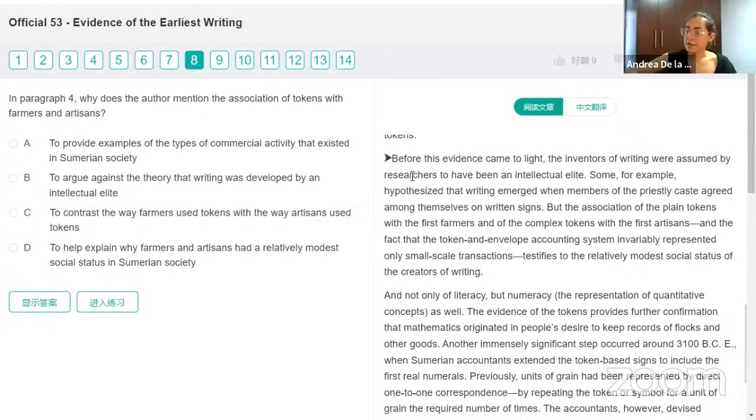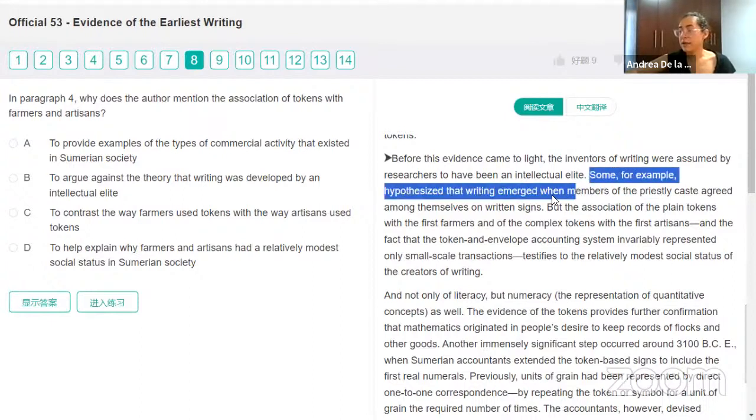So yes, exactly. Siempre para este tipo de preguntas, ¿por qué el autor menciona esto, aquello, esta frase, esta cita? Lo único que tienes que hacer es buscar la idea principal del párrafo. Entonces acá la idea principal es ir en contra de esta teoría, refutar la teoría que writing was developed by intellectual elite. Esa es la idea principal, ¿no? Dice, antes de que esta evidencia llegara a la luz, se creía que la élite era los que habían creado el writing. Luego explica, dan ejemplos de eso, ¿no?